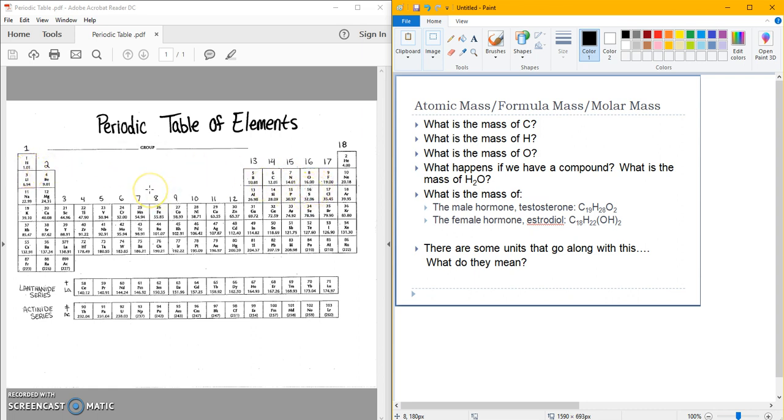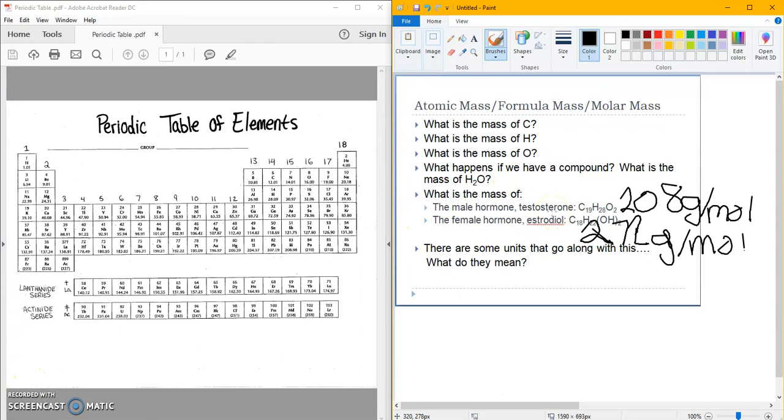What happens if we have a compound? I just add all of it together. Oxygen is 16. I have 2 hydrogens, which are 1 each. So 18 total. If I take a look at the mass of these lovely characters, go ahead and try to add up all the masses for the male hormone and the female hormone and see if you can get it correct. So testosterone weighs 208 grams per mole, meaning for one counting unit, it weighs 208 grams. On the other side, estradiol weighs 272 grams per mole.